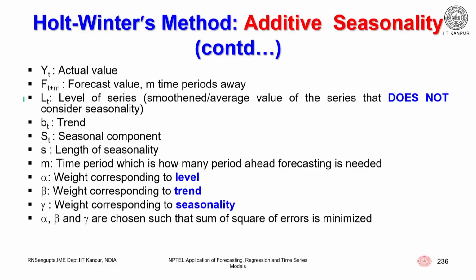The level of the series L t does not consider seasonality, B t is the trend, capital S suffix t is the seasonal component, small s is the length of seasonality in the time frame, and m is the time period, which is how many periods ahead you are trying to forecast. Alpha, beta, gamma are the weights corresponding to the level for alpha, the trend for beta, and seasonality for gamma. Alpha, beta, gamma are chosen in such a way that the sum of the squares of the errors is minimized. That is the crux of the problem you are trying to solve.